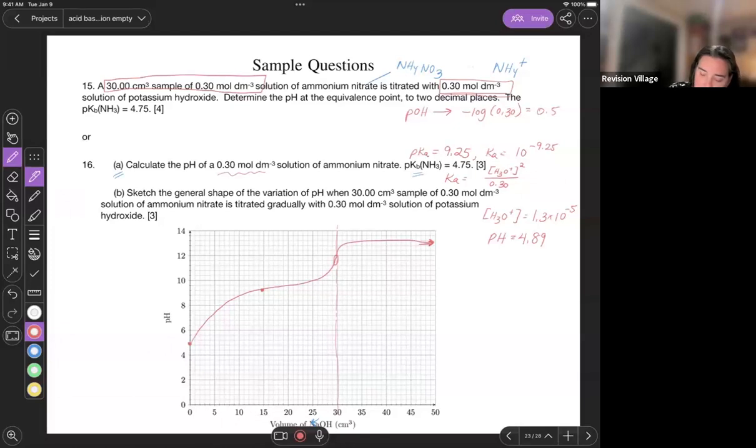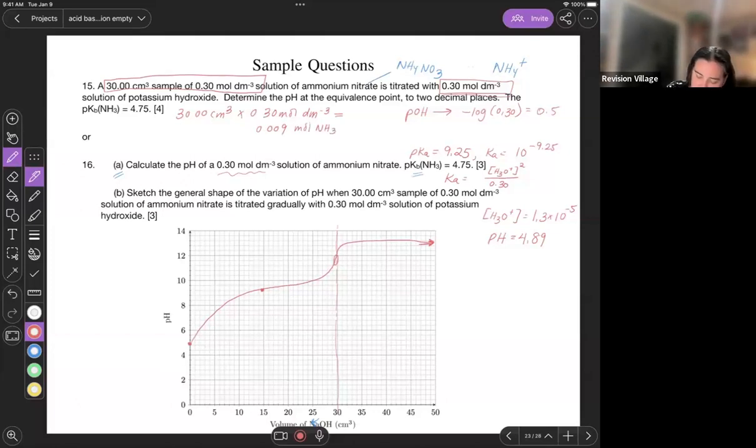To do that, I've got to recognize that at the equivalence point, I will have converted all of the ammonium into ammonia. And so let's figure out how many moles of ammonium I have. I have 30 cubic centimeters of 0.3 molar. And so that looks like I have 0.009 moles of ammonia.